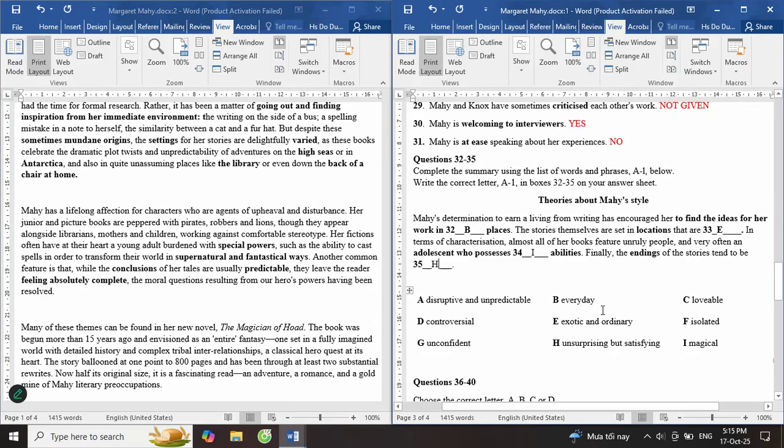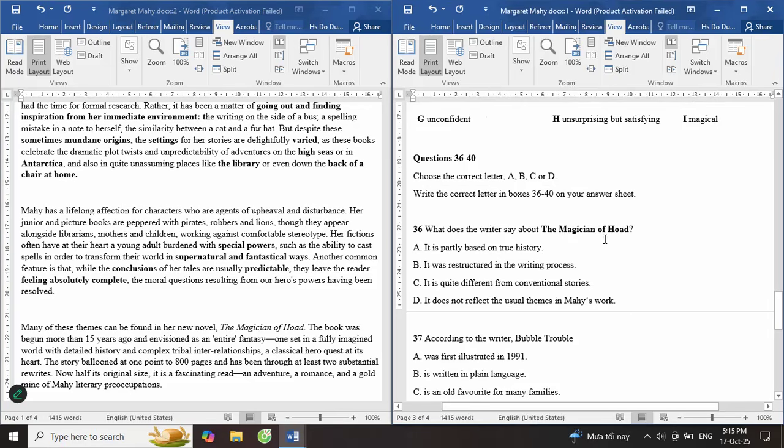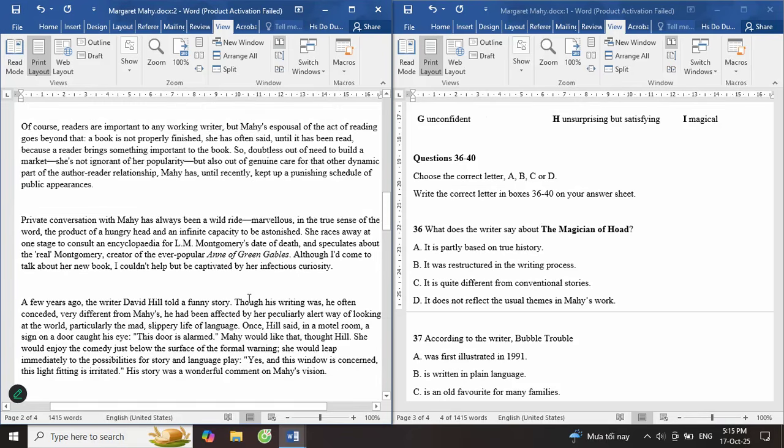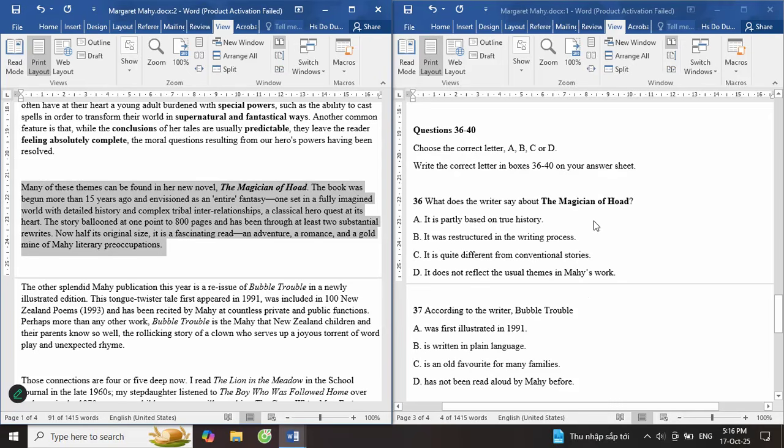Now, let's move on to 36 and 40. We can see the keyword right at the beginning of the paragraph. Oh, the reading's still long, but the paragraph's quite short. What does the writer say about the magician of old? So let's read. Okay, let's see what they talk about.